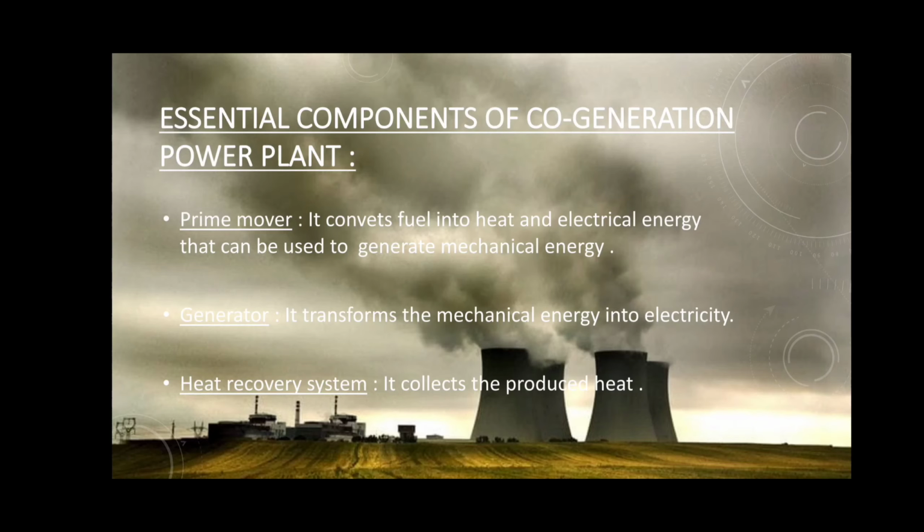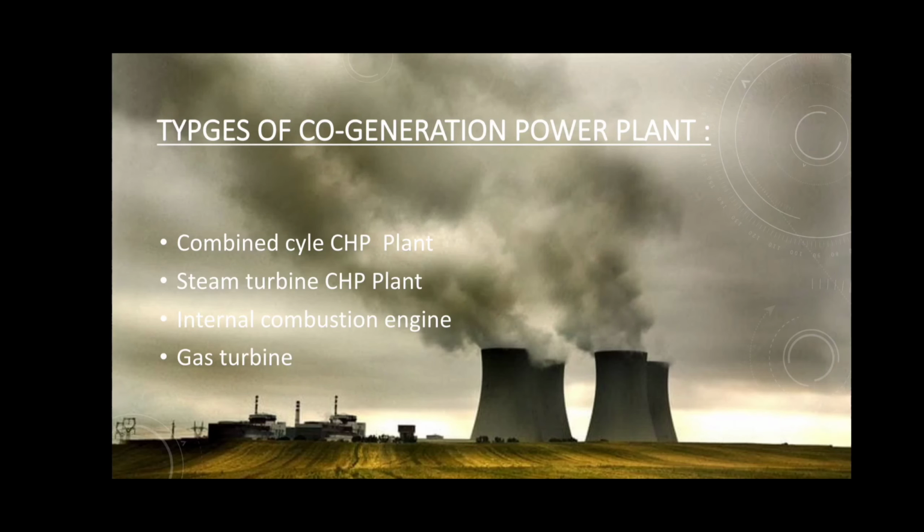Next is essential components of cogeneration power plant. Prime mover. It converts fuel into heat and electrical energy that can be used to generate mechanical energy. Generator. It transforms the mechanical energy into electricity. Heat recovery system. It collects the produced heat. Type of cogeneration power plant. Combined cycle CHP plant, steam turbine CHP plant, internal combustion engine and gas turbine.